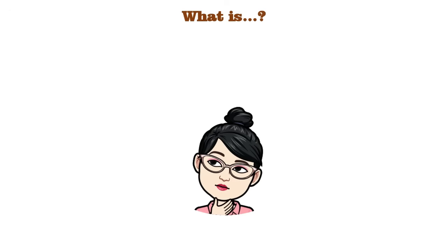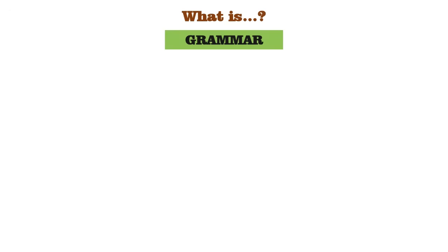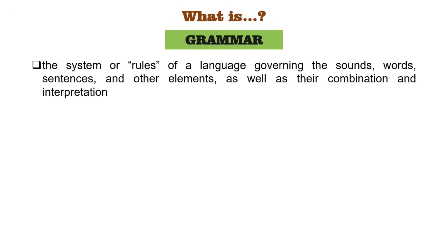Before we proceed, let us first define grammar. What is grammar? Grammar is the system or rules of a language governing the sounds, words, sentences, and other elements, as well as their combination and interpretation. Let's have the simple example.